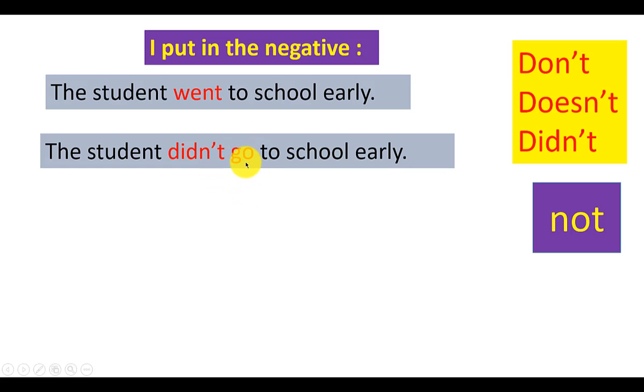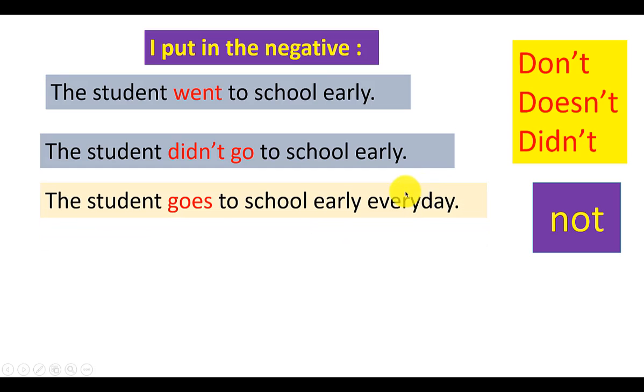Teacher, why is it go? Because we need the infinitive after didn't. We cannot say didn't went, we say didn't go. As we said before, do you remember? Good. The student didn't go to school early. Good. You have another sentence now? The student goes to school early every day.